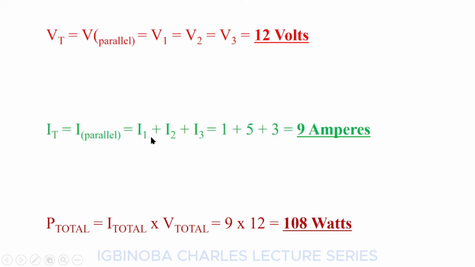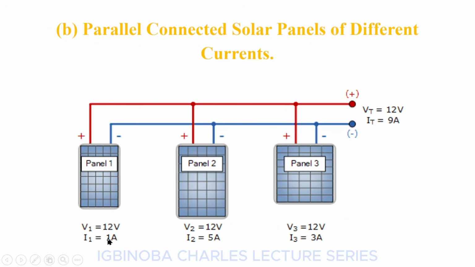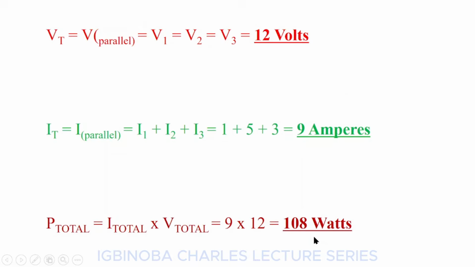But in cases where the panels' currents are not the same, all we need to do is add each solar panel current together to get the total current. So in this case, we say 1 amp plus 5 amps plus 3 amps, which will give us 9 amps. Our total power again, P total, is equal to I total times V total, which is equal to 9 times 12. And this is going to give us 108 watts.